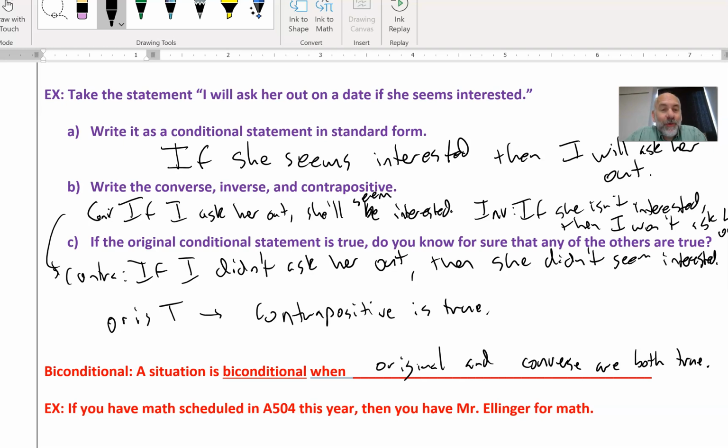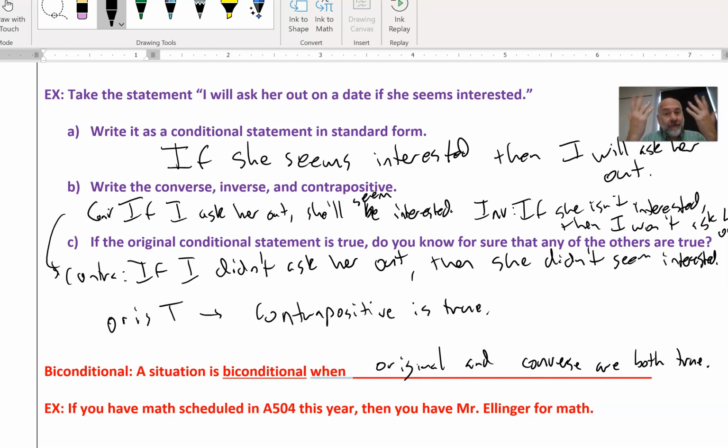Okay, so here's the ask her out on a date one. So if she seems interested, then I will ask her out. That's a statement in standard form. If something, then something. So then the converse, remember the converse, I switch the order. So converse is, if I ask her out, then she'll seem interested. Sounds kind of weird when you say that, but that one's kind of like, okay, maybe. I'm not sure about that.